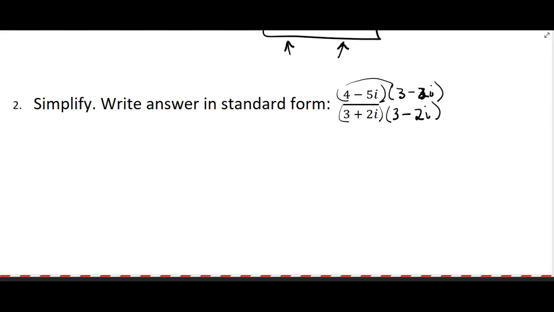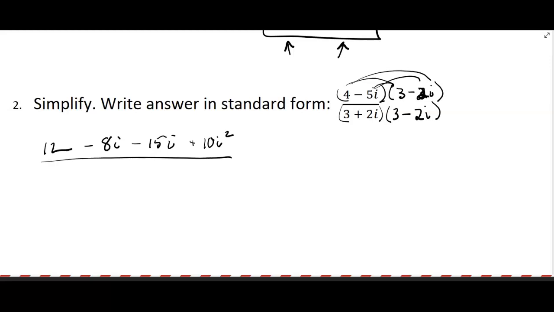Anyway, in the numerator, you're going to have 4 times 3, which is 12. You're going to have 4 times, that's a minus 2i, so minus 8i. You're going to have a negative 15i. And then you're going to have a negative times a negative, positive 10i squared. That's the numerator.